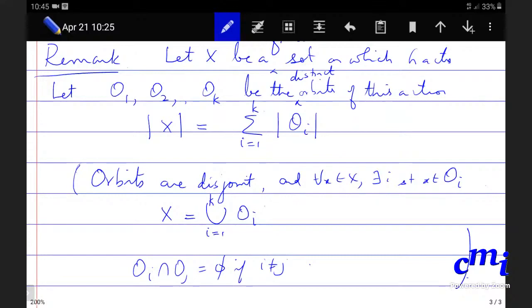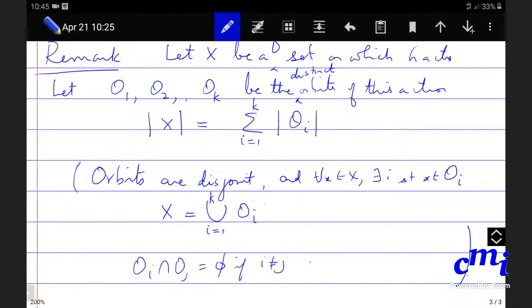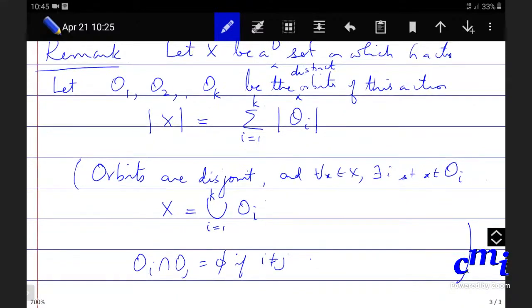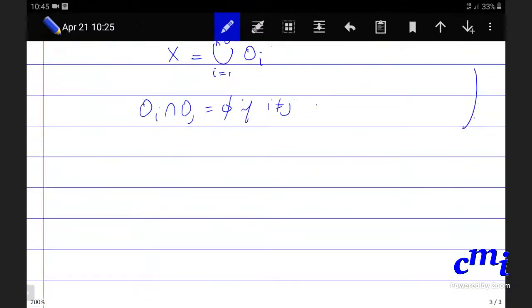Since we are going to use it, we can now use it to learn some structure about groups.